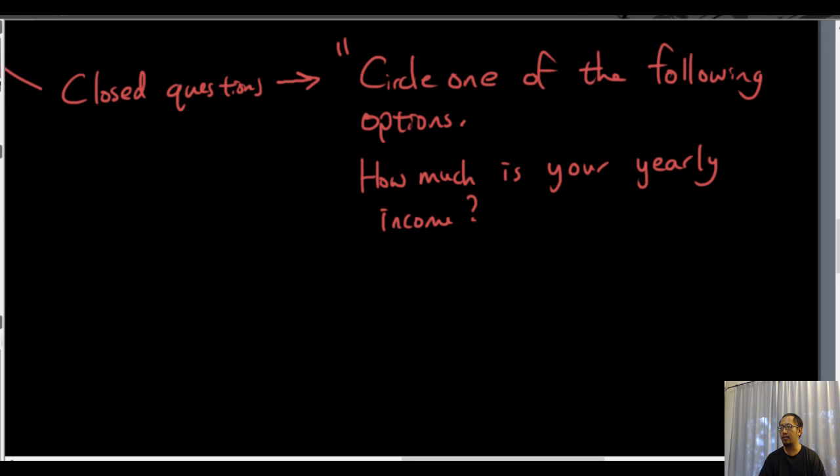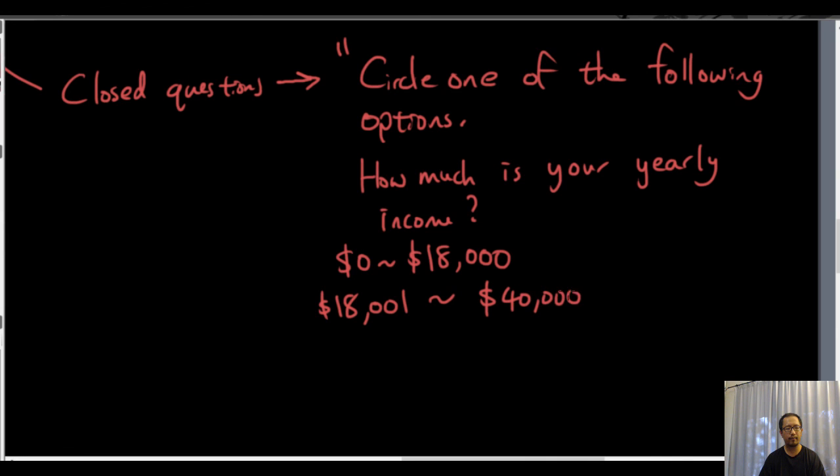How much is your yearly income? So your yearly income might be something like 0 to 18,000, not 180. And then 18,001 to, I don't know, 40,000. 40,000 to 70,000, or 70,000 or more.